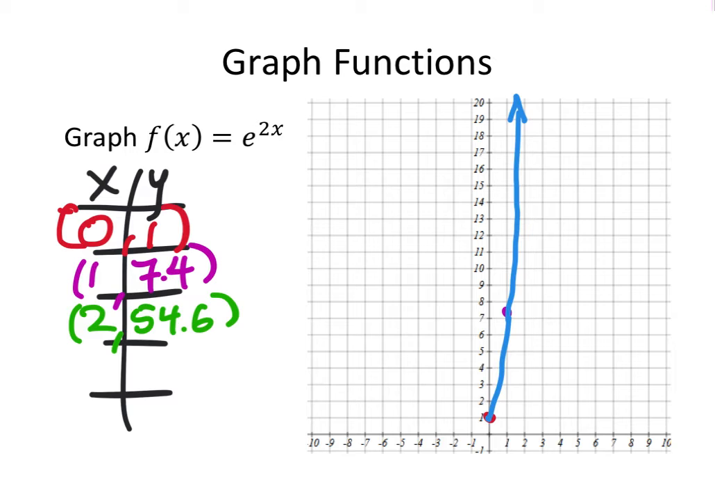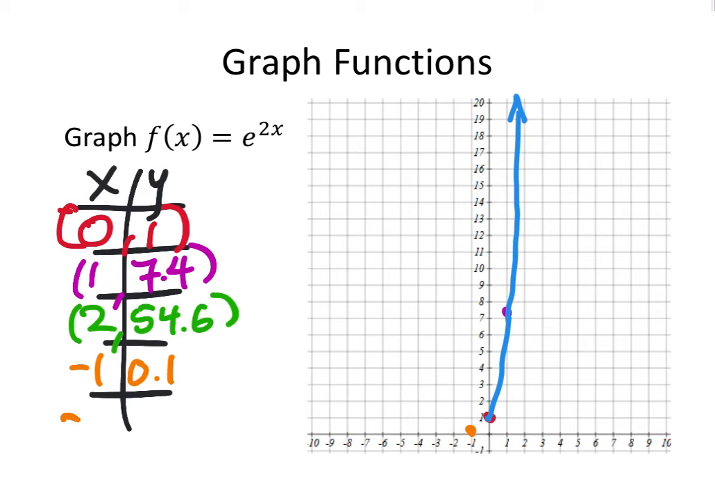But I want to see what happens to the left of that red point. So I'm actually going to choose a negative value on this one, so like -1. Okay, so I'm going to have to evaluate this with the calculator again. e to the power of 2 times -1. Enter, and I get 0.135. So I'm just going to say 0.1, which is about right there.